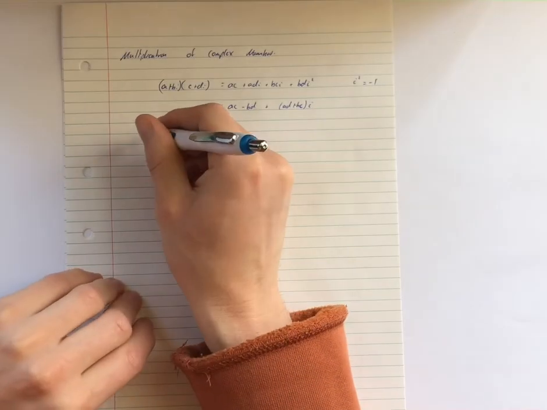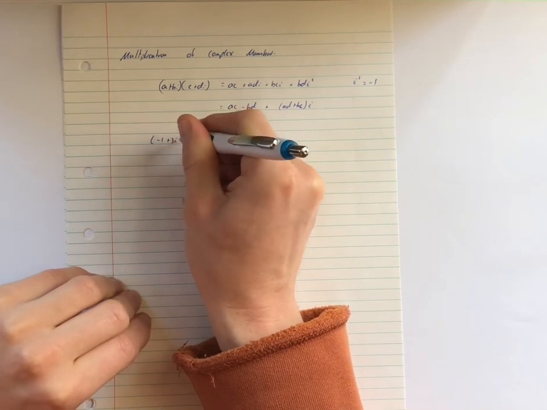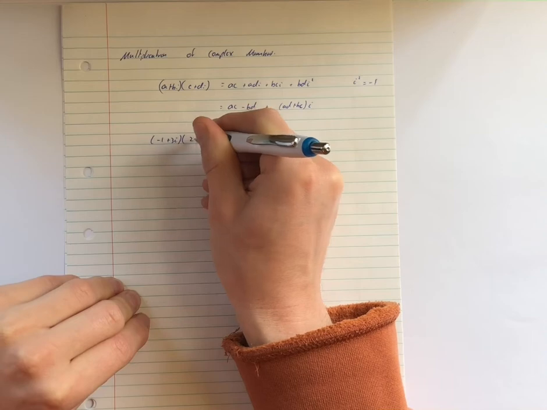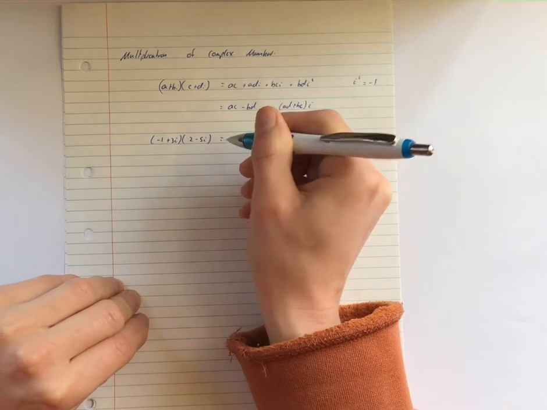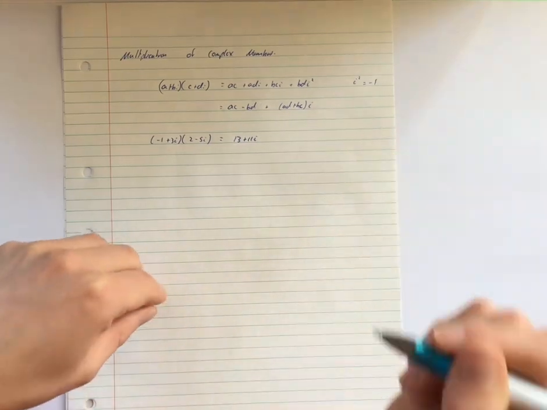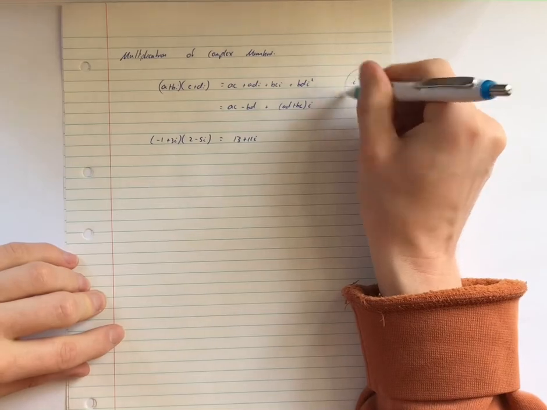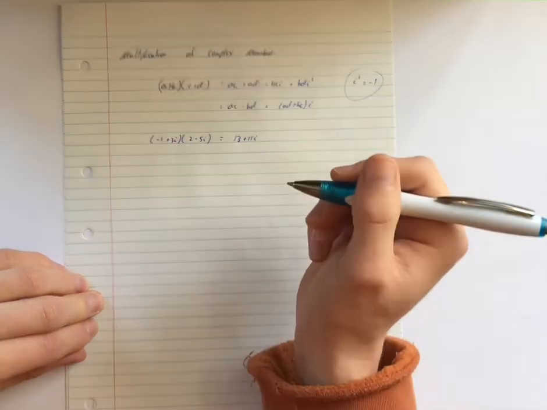So maybe an exercise for you would be to confirm that -1 plus 3i times 2 minus 5i, just confirm that that is in fact 13 plus 11i. So it's pretty simple. You just got to remember i squared is -1.